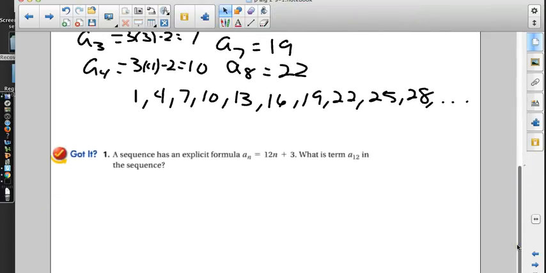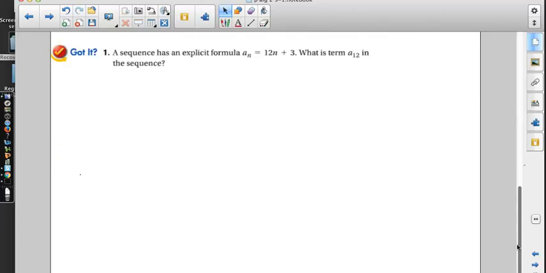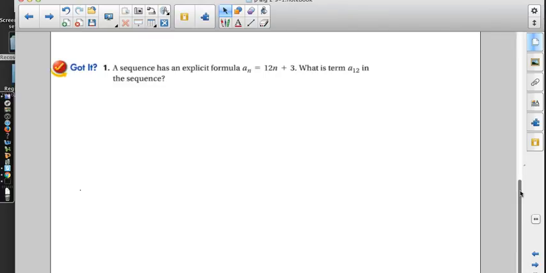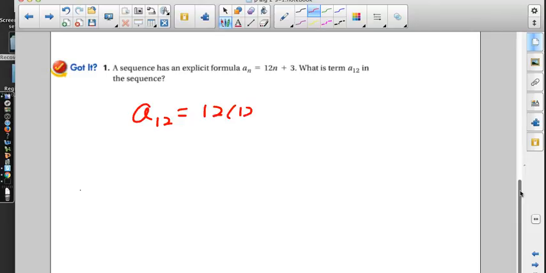This says we've got a sequence with an explicit formula of a sub n equals 12n plus 3, and we just want the 12th term. So we have to do them all? No, we do a sub 12. You just stick the 12 in there and see what happens. So what do we get?